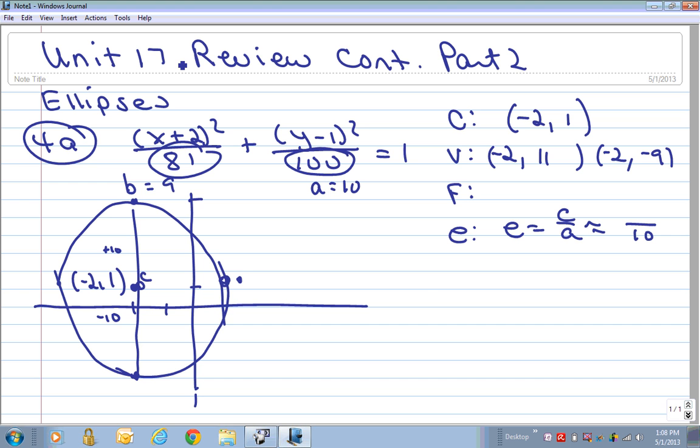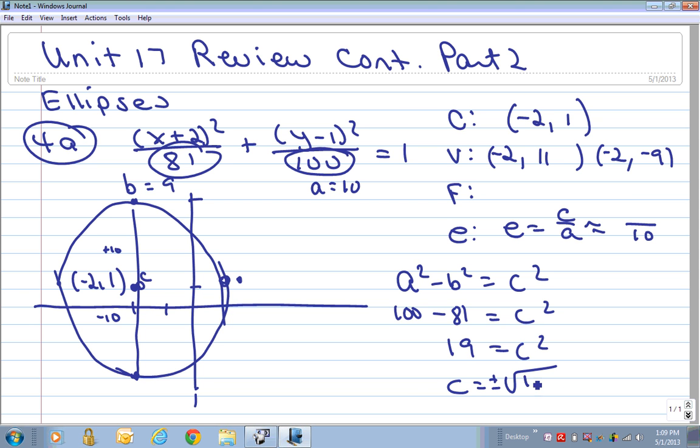Okay, foci. We're going to use the equation, remember, A squared minus B squared equals C squared. We already know that A squared is 100. We know that B squared is 81, and that is equal to our C squared. So we have 100 minus 81, which I believe is 19, equals C squared. And so for C, it's the positive or negative square root of 19.